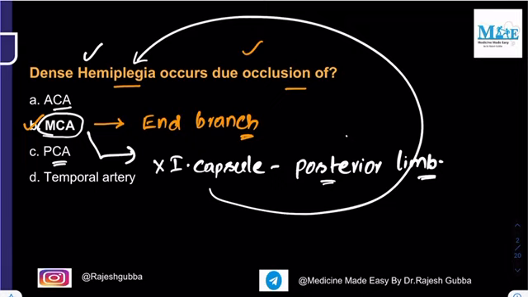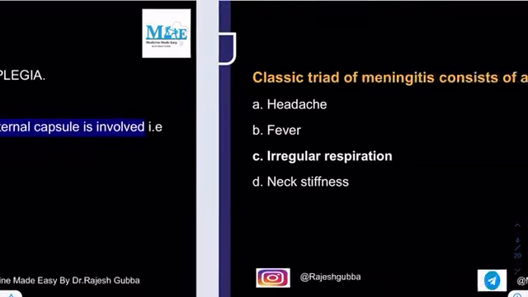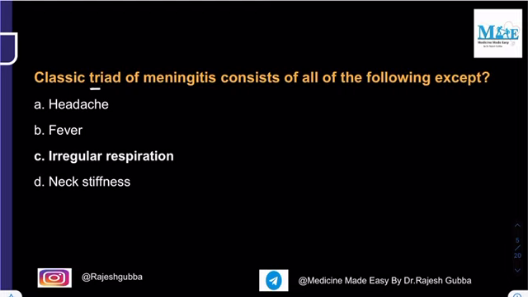Now you see the next question. Classical triad of meningitis consists of all of the following except. The options are headache, fever, irregular respiration, neck stiffness. So headache will be there because it's meningitis and it is the raised intracranial pressure which will cause the headache. And it's an infectious pathology most of the time. So fever also will be there.